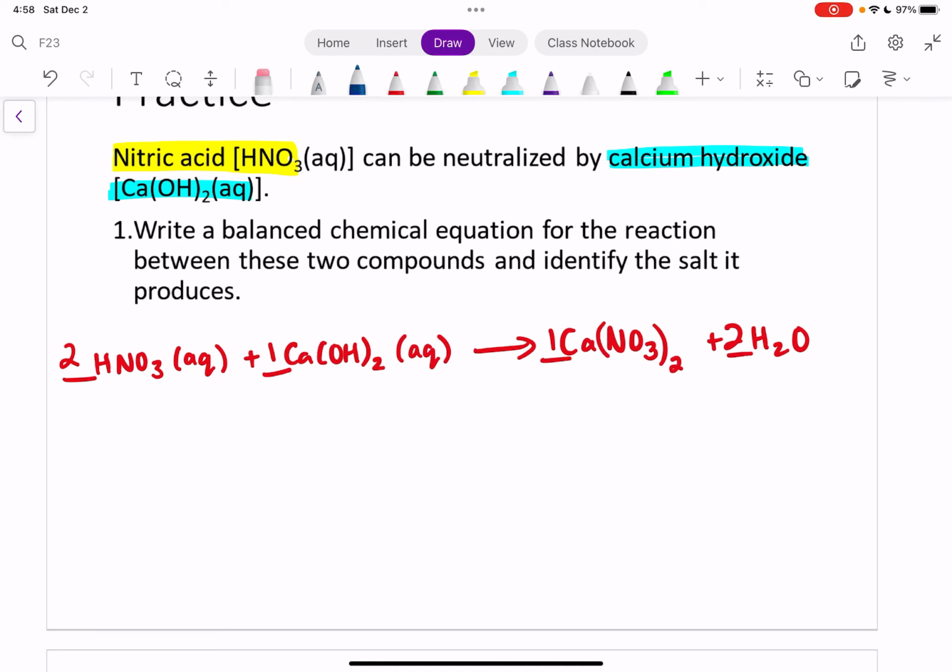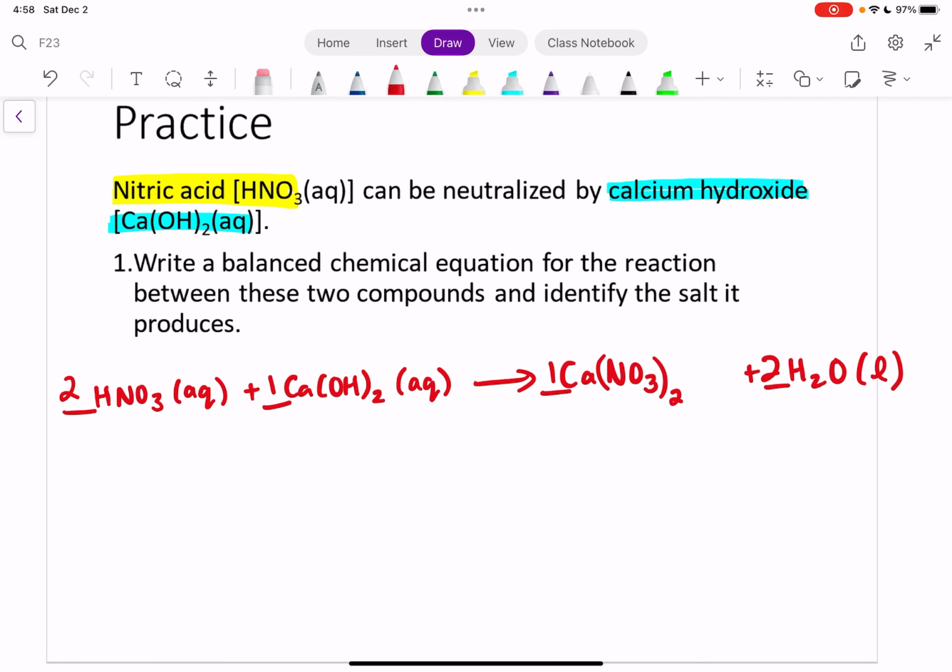Now, this question also asks for the salt that we produce. Oh, and I'm noticing I forgot to put the states here. So the water is going to be in the liquid state. And then the calcium nitrate is going to be in the aqueous state. Still dissolved in water. Okay, we started off dissolved in water and we're going to end dissolved in water. But I'm not too worried about those states for these reactions. I'm really more concerned with, can you write the product and can you balance the equation and identify the salt?